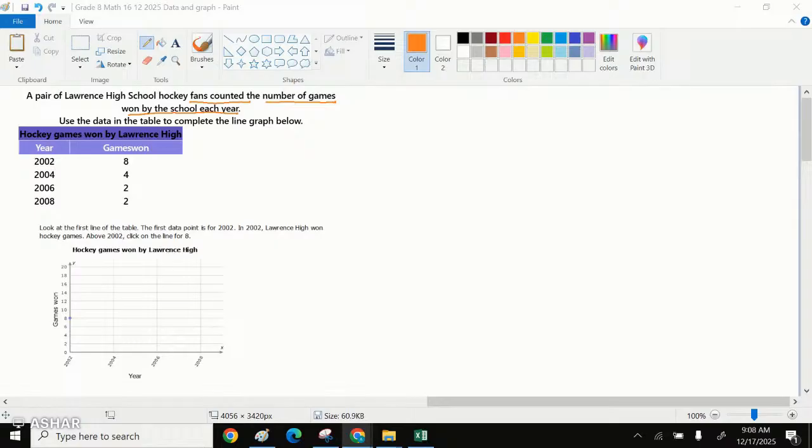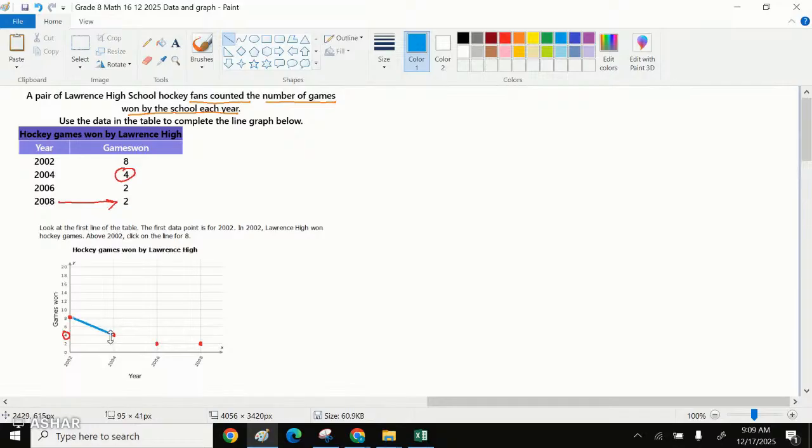So now we can look at the values, because on the horizontal axis, the x-axis, we have the years. On the vertical axis, the y-axis, we have the number of games, right? So in the year 2002, we can say 8 games were won. In 2004, there were 4 games which were won. So we look at 2004 on the x-axis and 4 on the y-axis. In 2006, 2 games were won. And 2008, again, 2 games were won. So when we join the points together, right?